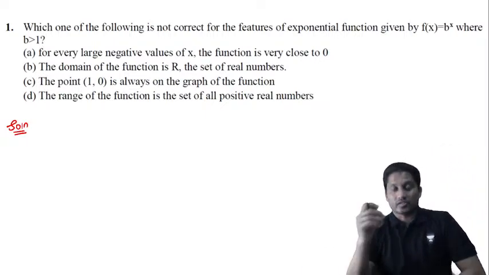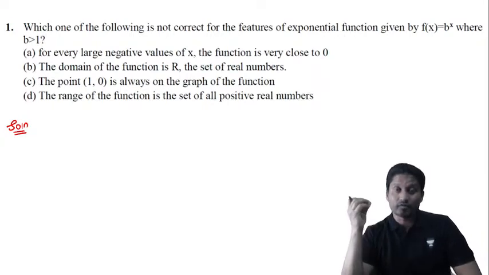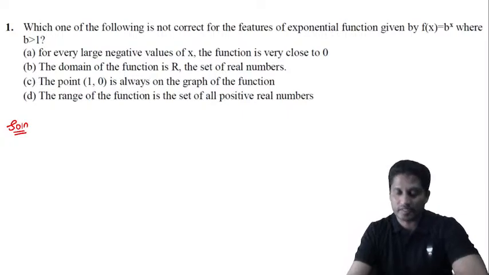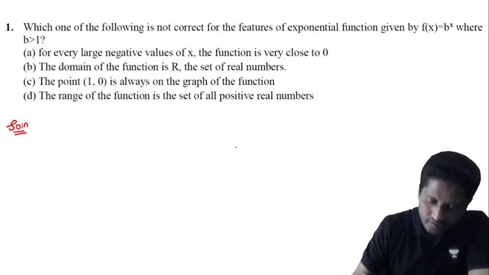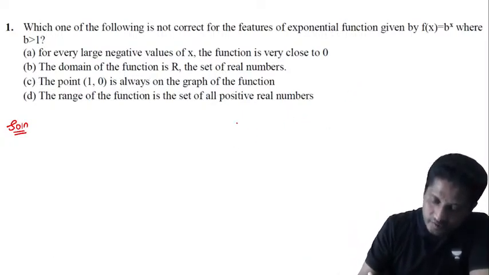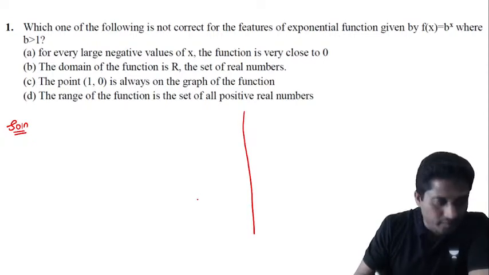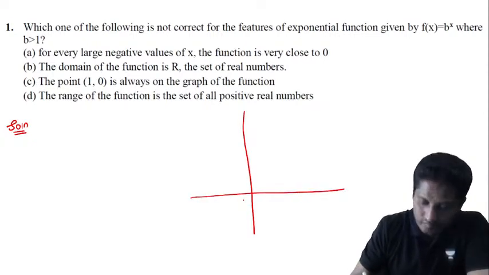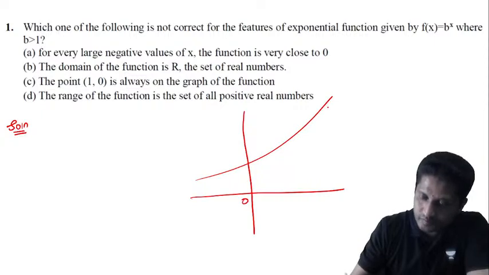Which of the following is not correct for the features of the exponential function? See, this will be the exponential function, right? Let's say I take an exponential function b power x. That's an exponential function, y is equal to b power x.